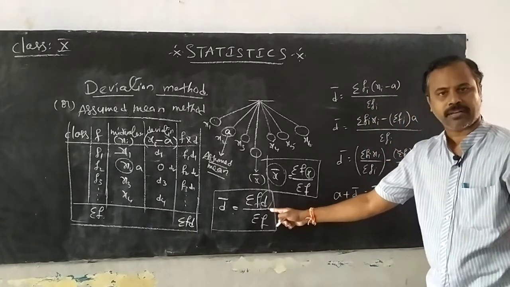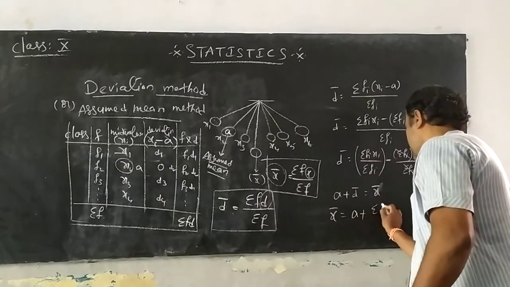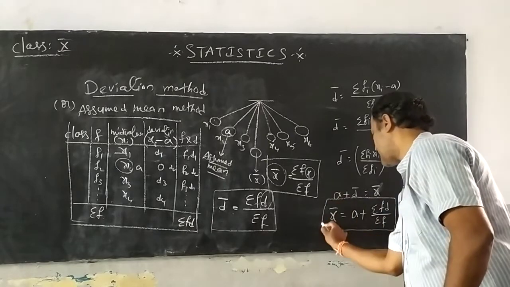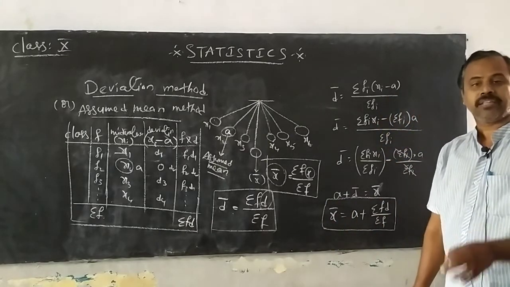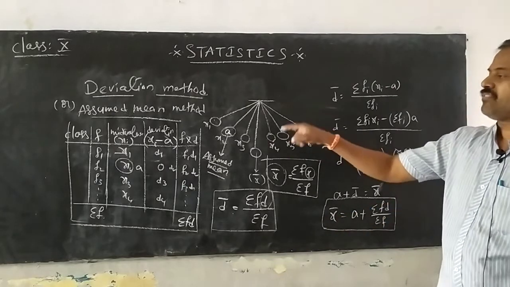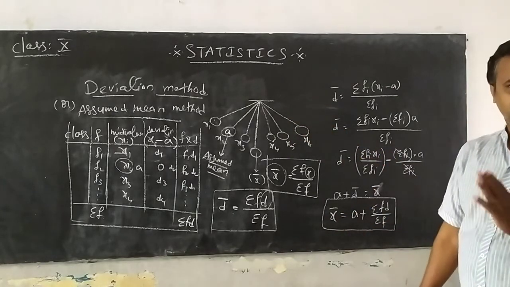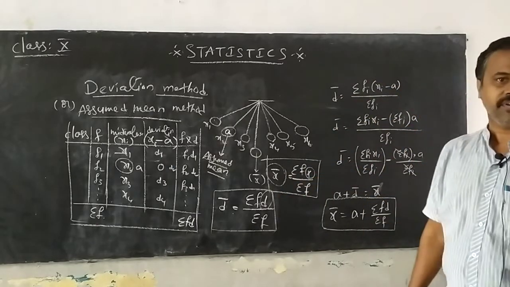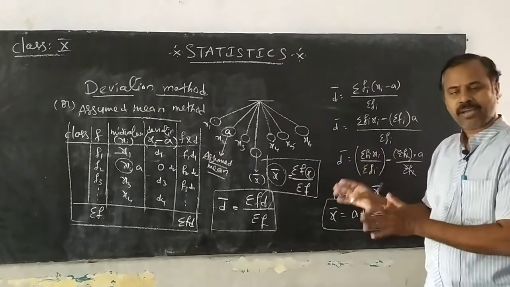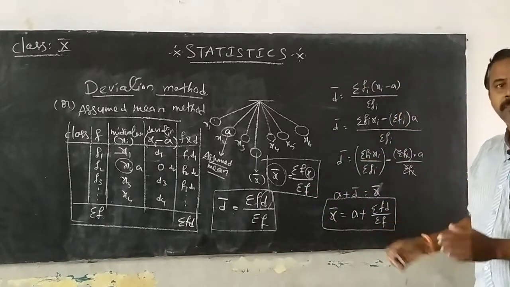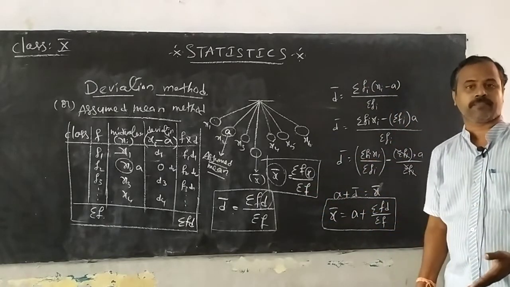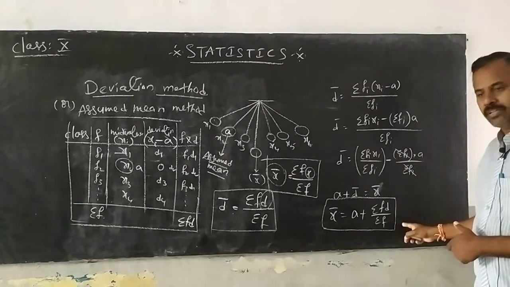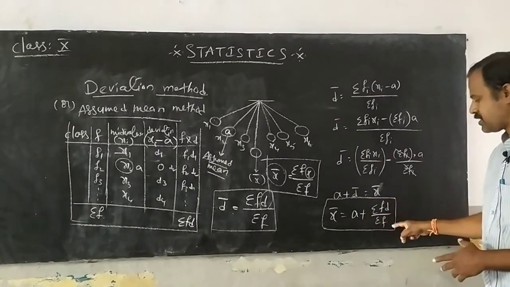So what is d bar here? Sigma fd by sigma f. So this is the formula to find the arithmetic mean in the deviation method. Do you understand? So this is the derivation. Completely I have shown you the derivation. In the examination it's not necessary to do the derivation, but you must know how you get the formula. You have to understand that. Is it clear, everybody? X bar is equal to a plus sigma fd by sigma f.